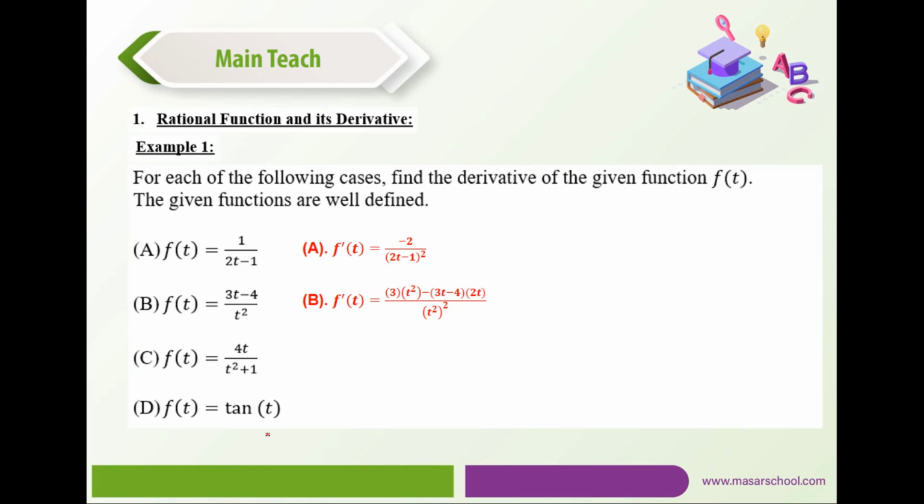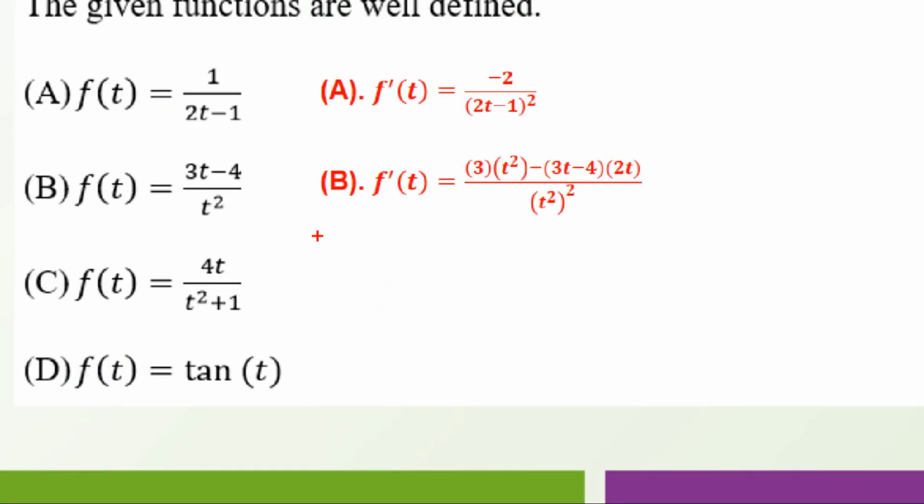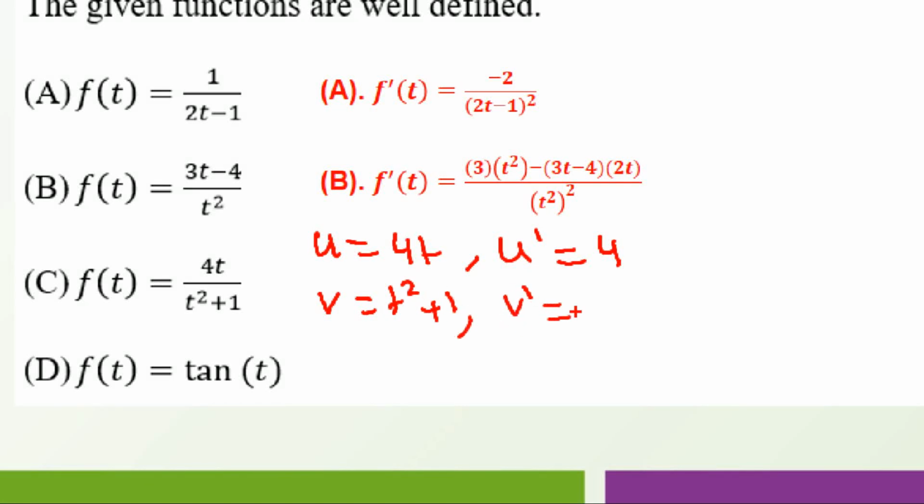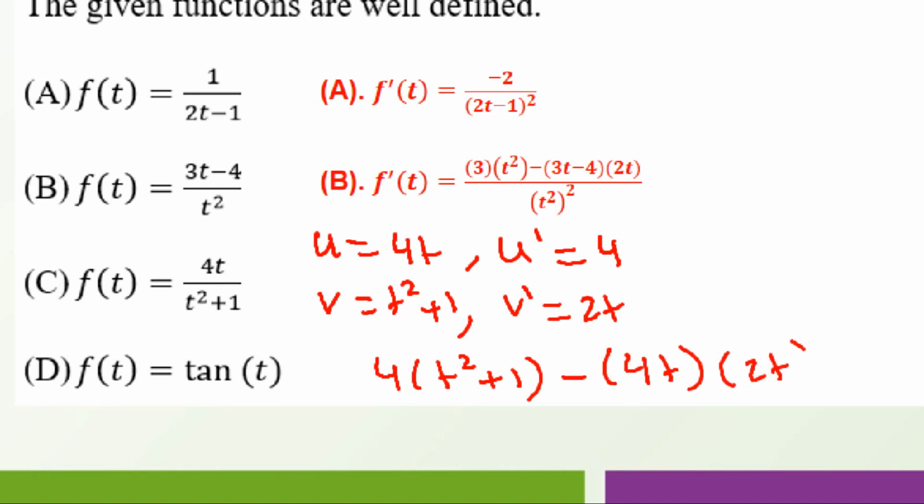And now for part C, u, the numerator, is given by 4t, its derivative would be a constant. Now v is given by t square plus 1, its derivative would be 2t. Now we can plug them, so it would be u prime v, which is 4 multiplied by t square plus 1, minus u, which is 4t multiplied by 2t, and divided by t square plus 1 to the power of 2.